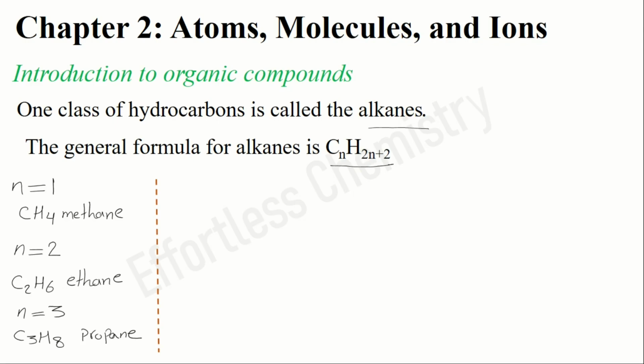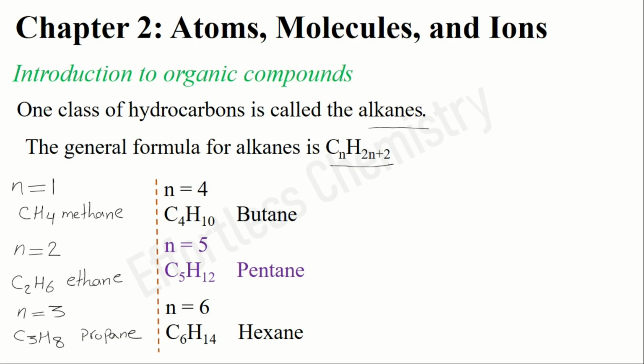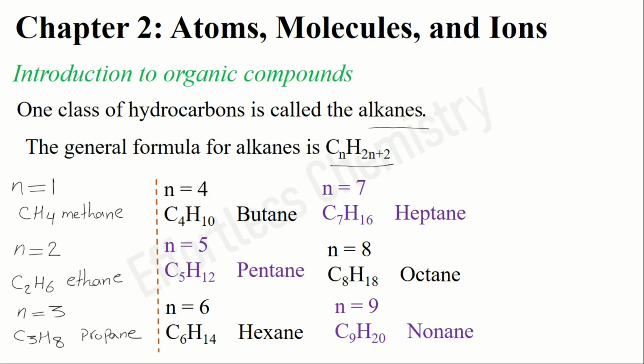By substitution of n with different numbers until 10, we can have different alkanes, as you can see: butane, pentane, hexane, heptane, octane, nonane, and decane.